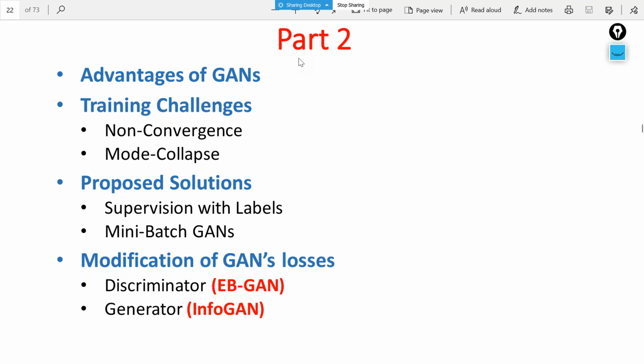Mode collapse, I'll explain about mode collapse. Another proposed solution: if you notice over here, we are not giving any labels. It is more like unsupervised learning. We are not saying whether it is a cat or a dog, nothing. There is no y vector at all present over here. So one of the solutions seen is supervision with labels, by saying that the image which is coming is a cat. So you differentiate between a real cat and a fake cat.